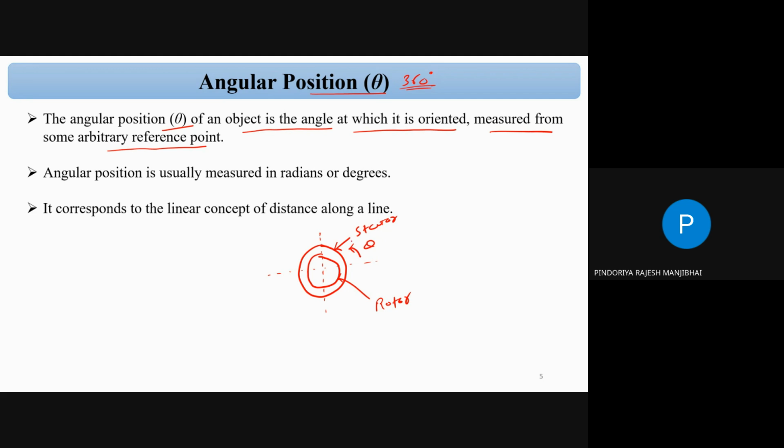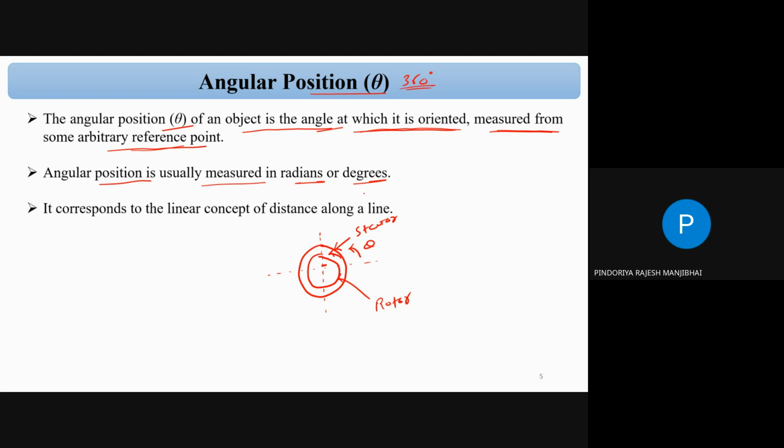in the anti-clockwise direction, correct? So angular position of an object is the angle at which it is oriented and measured from an arbitrary reference point. So this is your reference point and it is rotating something like that, maybe in the clockwise direction, maybe in the anti-clockwise direction. Angular position is usually measured in radians, otherwise degrees.